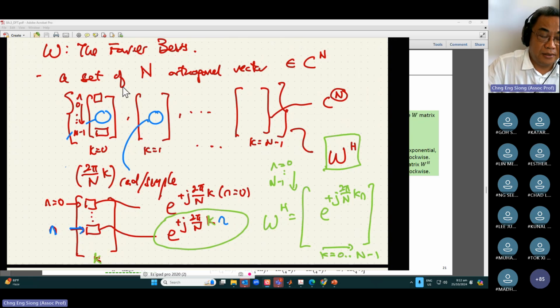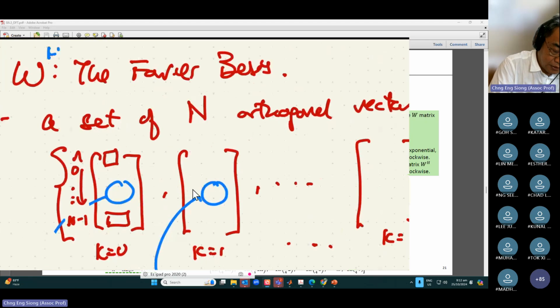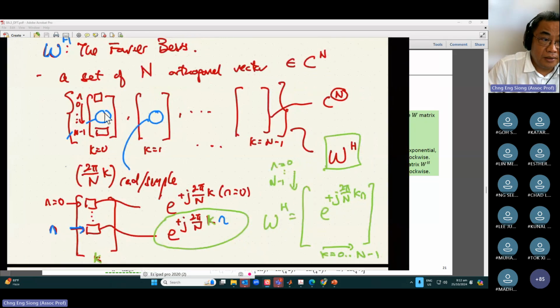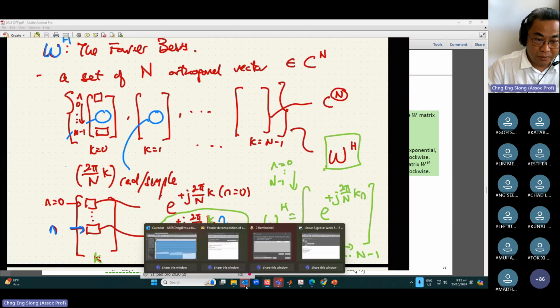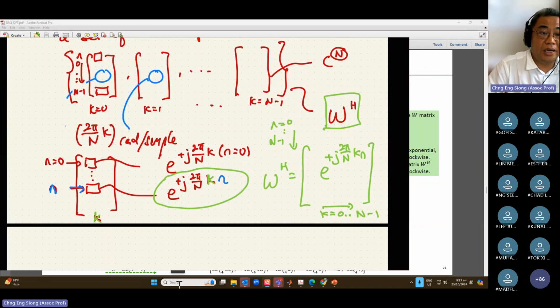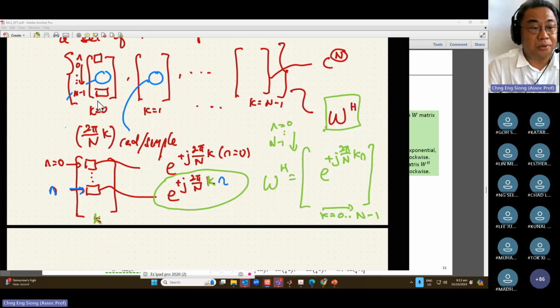The Fourier basis, let me not make a mistake, is W^H. You must be very careful. And it is a vector that looks like this with this element. Now, I'm going to expand on this again, okay? For k equals 1 and k equals 0, which are the most interesting two, and then k equals 2 if I have time.